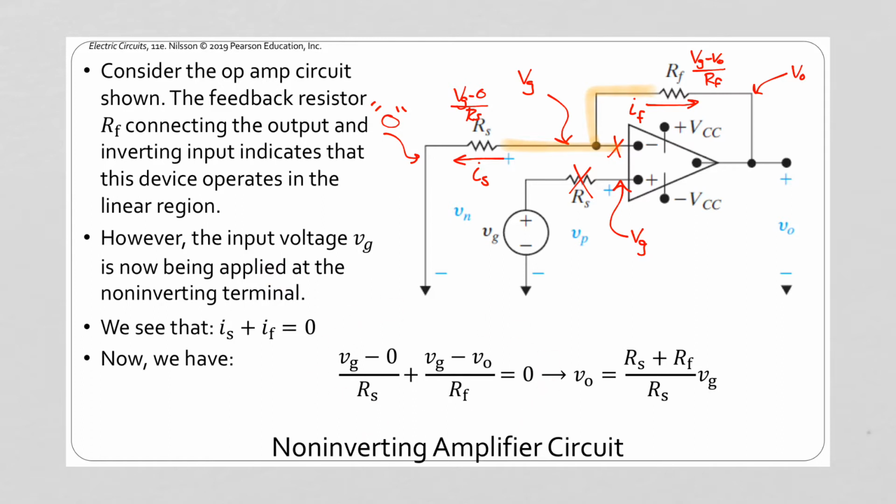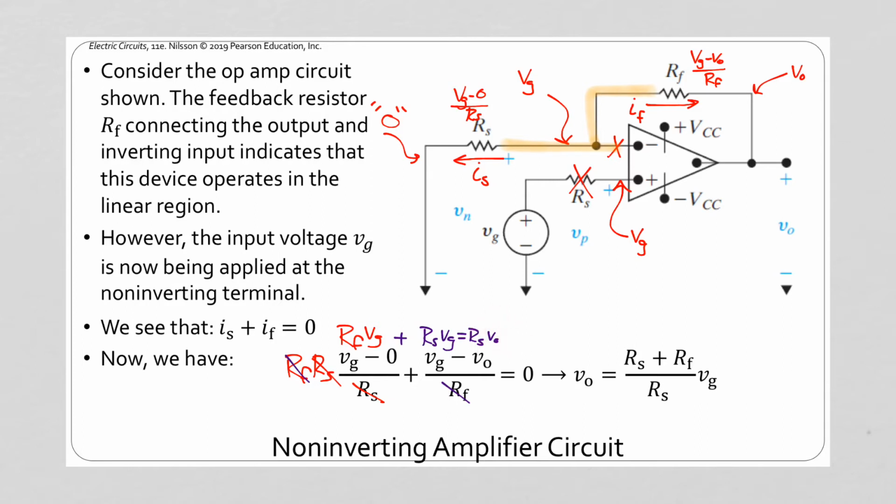Now what we can do is multiply through by RF times RS. That will cancel here, and we'll end up with an RF times VG. The RF will cancel there, and we'll end up with RS VG minus RS VO. When we move the output voltage across the equal sign, this is a negative over here, it will become a positive when we move it across the equal sign. And essentially it will end up looking like that.